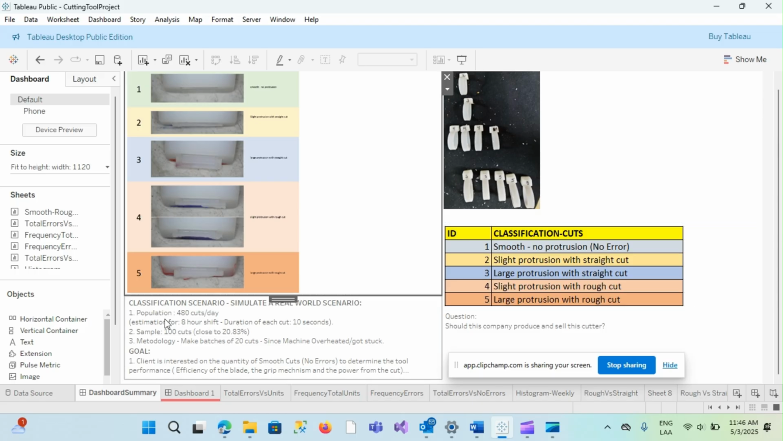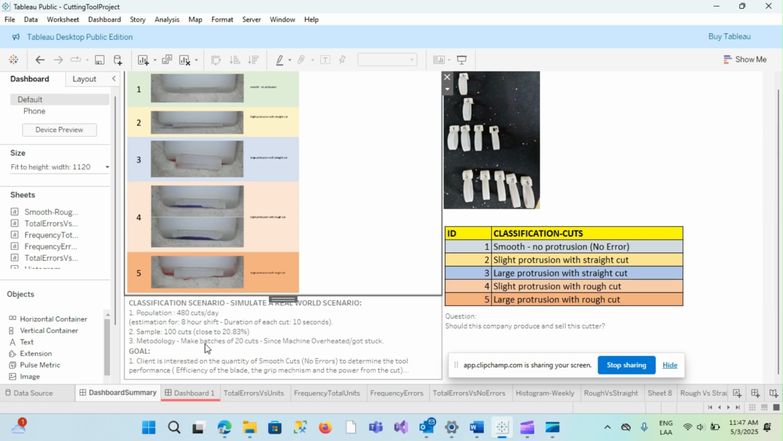We had a population of 480 cuts a day. We established that every cut was about 9 or 10 seconds, and we established a scenario where this machine was going to be used for 8 hours. Then the sample was 100 cuts, which represents about 21% of the population. So that was the whole simulation.